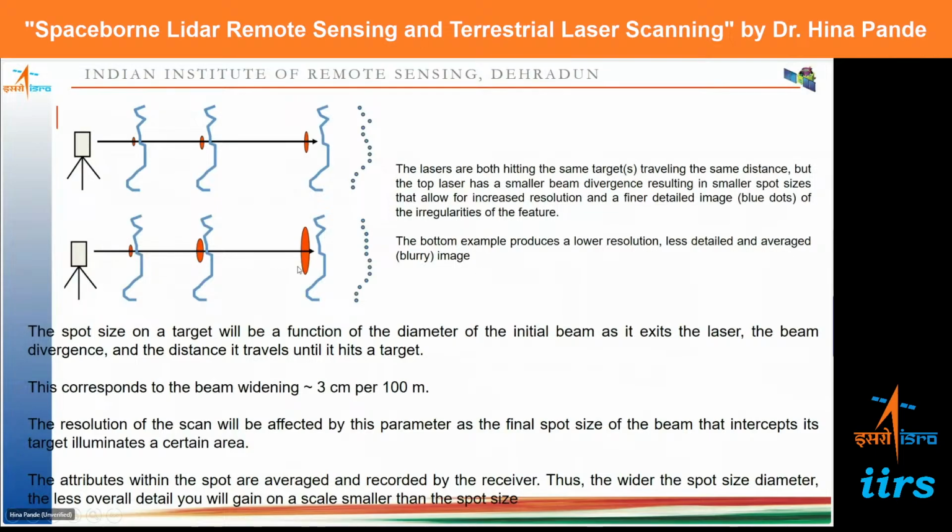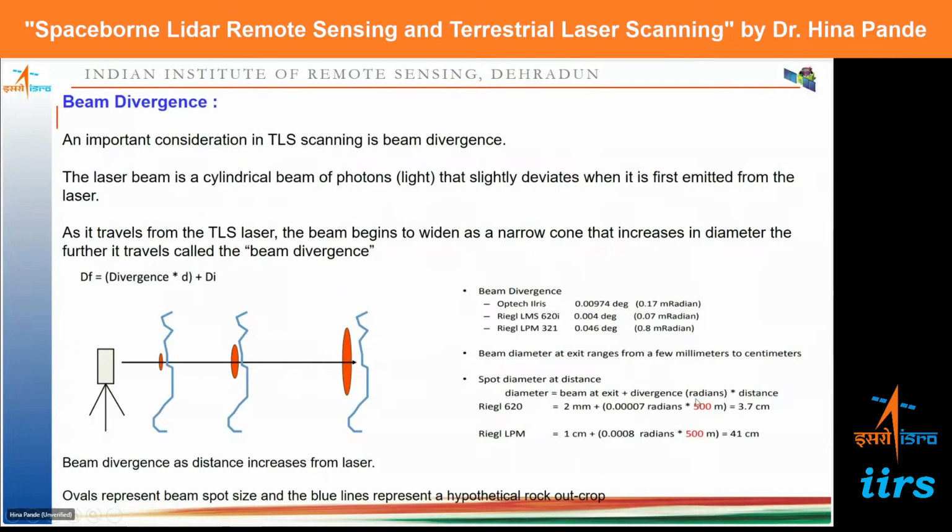So because the beam divergence is more, the spot size has increased. Now spot size on target will be a function of the diameter of the initial beam as it exits the laser, the beam divergence, and the distance it has to travel until it hits the target. So we can see this here with this relationship.